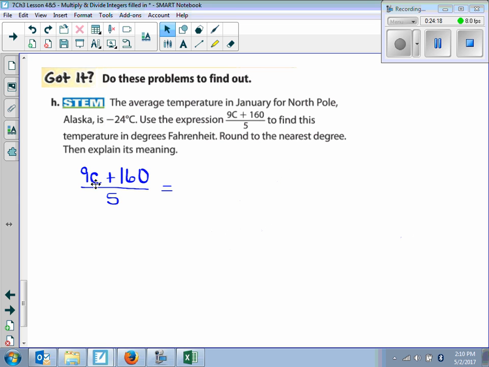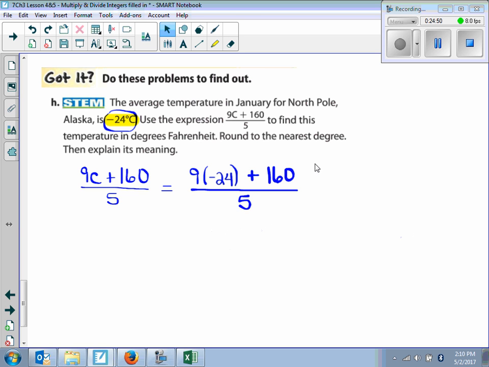Now, what are we putting in for C? Negative 24 degrees Celsius, right? So for C, we're going to put 9 times C, which is negative 24. And then you're just going to fill in the rest of it. So plus 160 divided by 5. And now we substituted. Now we're going to simplify.